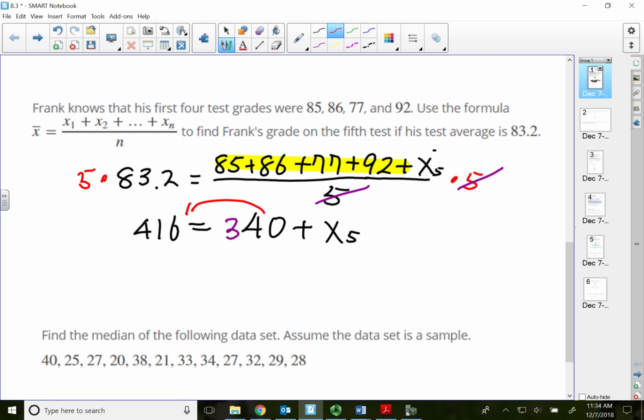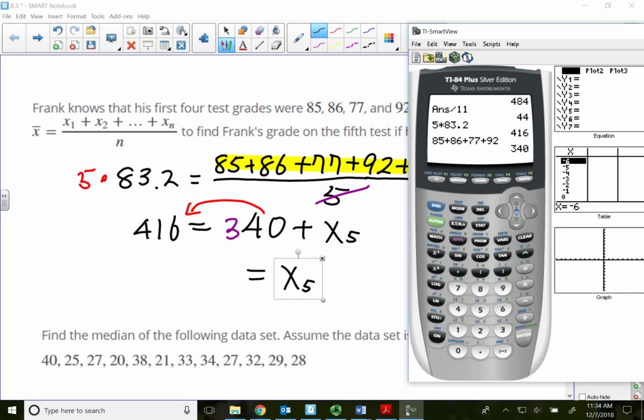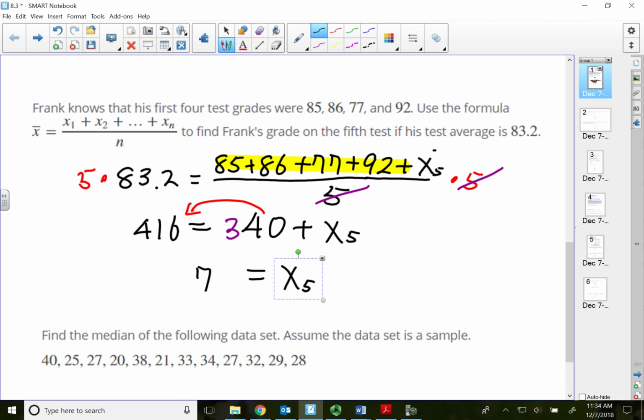So let's move this 340 over. The 5th test is positive 340, move over to the left side, it becomes negative. Since he needs a total of 416 points, and he already earned 340 of those, that means he needs to make 76 on the 5th test.